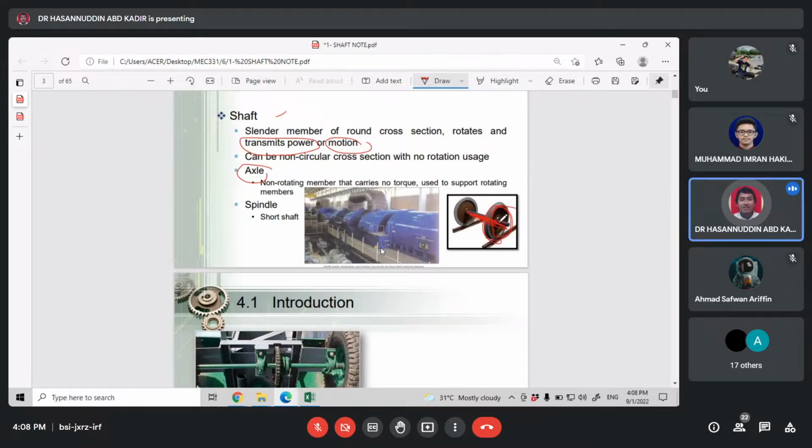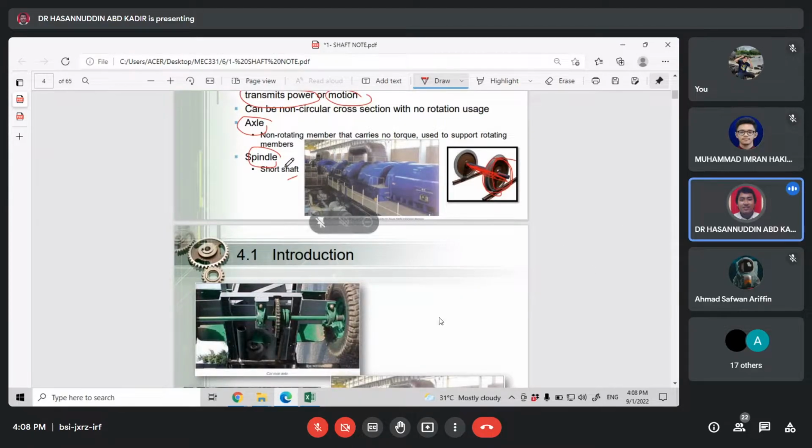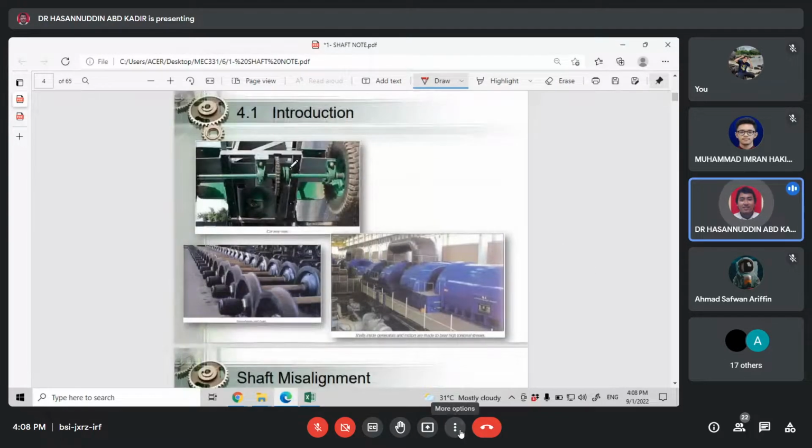But they still have an element here. Ada forces, ada bending here bahagian sini. Bahagian sini lah yang kita nak study nanti. Okay, yang ni bergerak, ada yang bergerak, ada yang tak bergerak. Okay, so ada juga spindle. Okay, ni untuk short shaft lah. Ni tak fokus sangat. Okay, so here kita tengok kalau gambar ni.